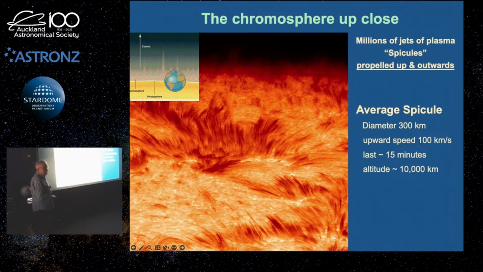They have upward speeds of about 100 kilometres per second. So that plasma has been shot up at high speeds. They last for about 15 minutes, and they get up to altitudes of about 10,000 kilometres. So what is driving all that? Once again, ultimately, it's that nuclear fusion, that heat transfer from the core. I can't emphasise it enough. That's driving all of this. The energy is coming up, and once again, you're getting these spicules of hot plasma being shot up into the upper atmosphere of the sun.